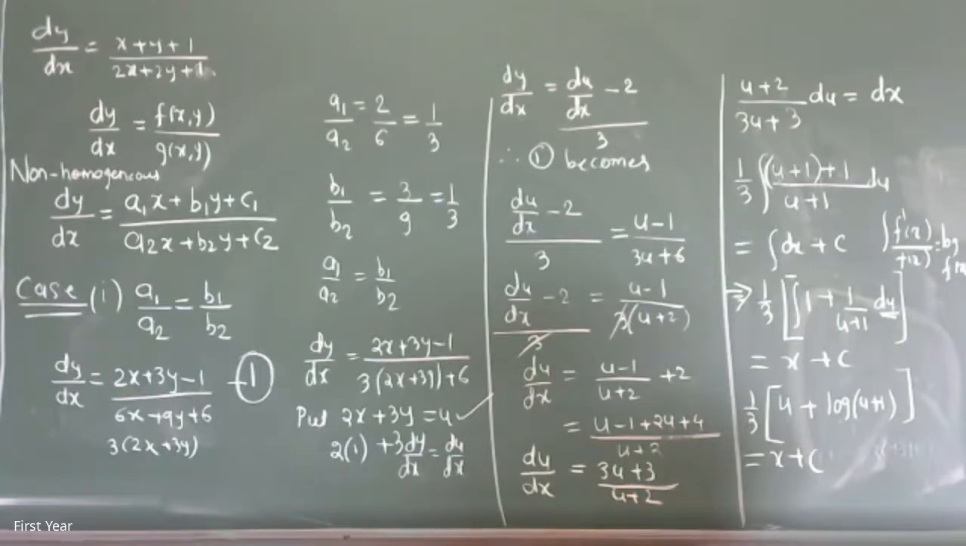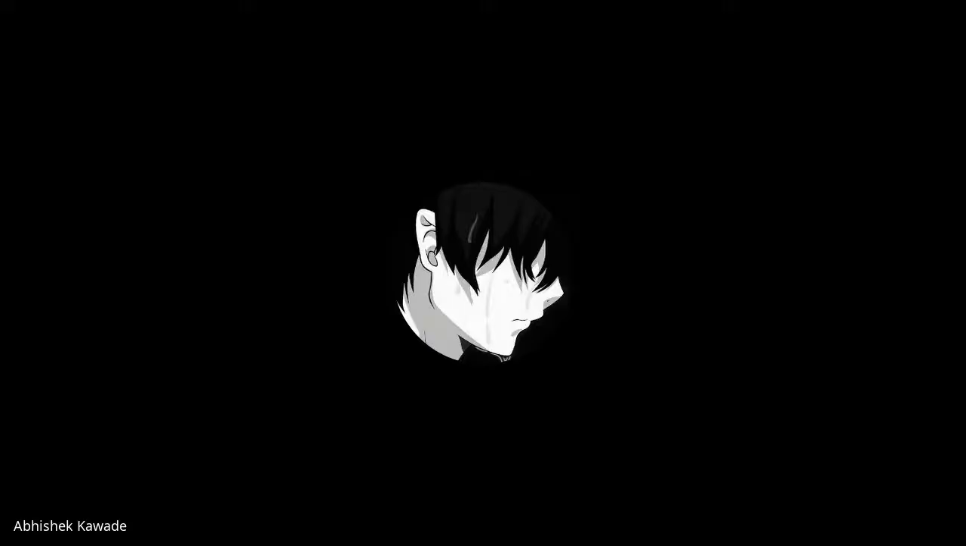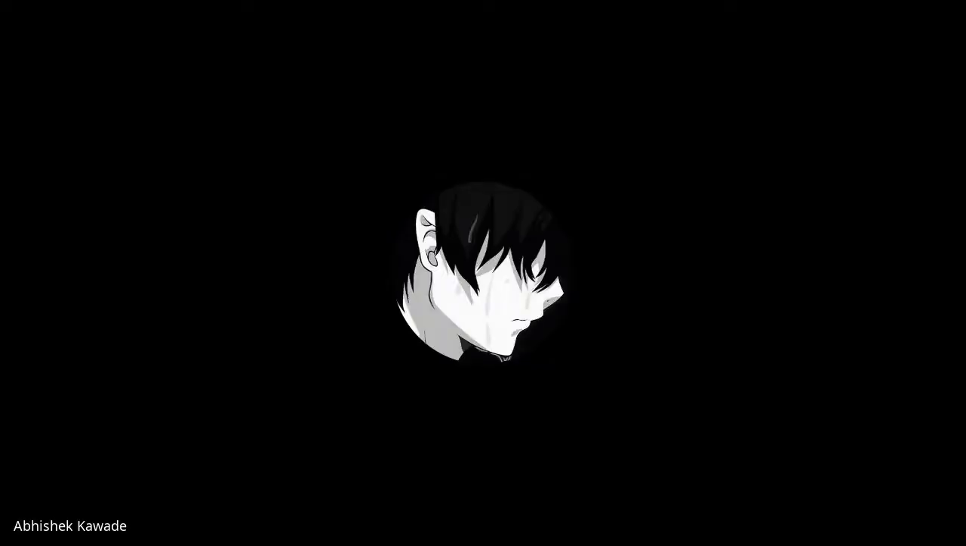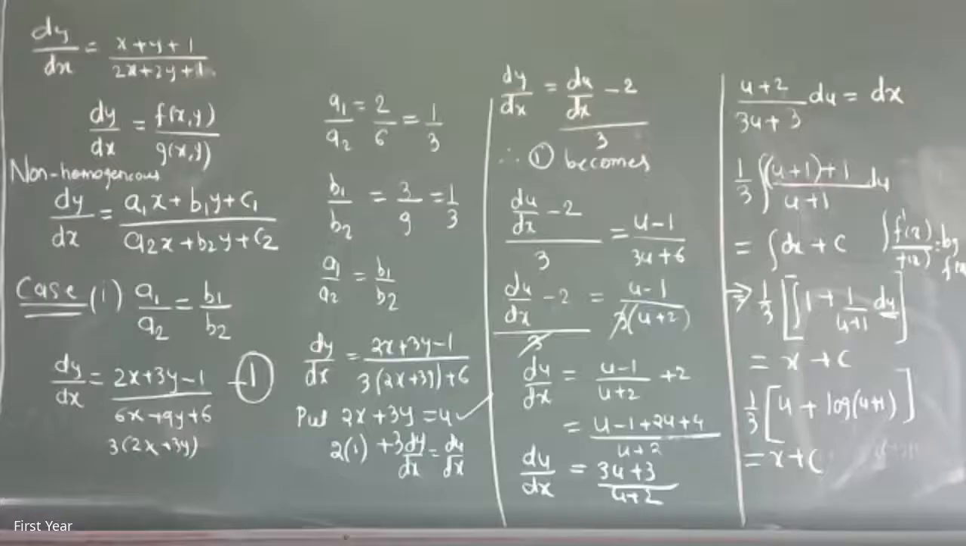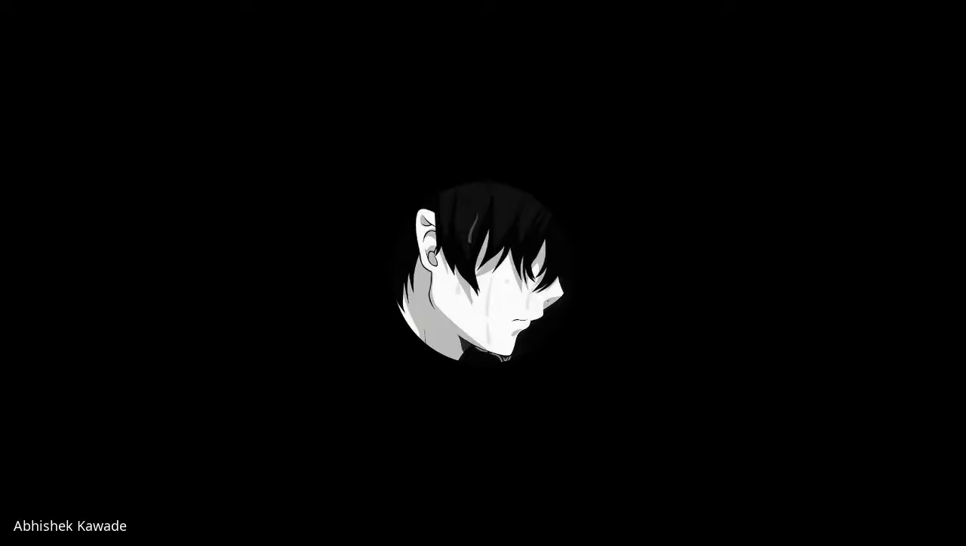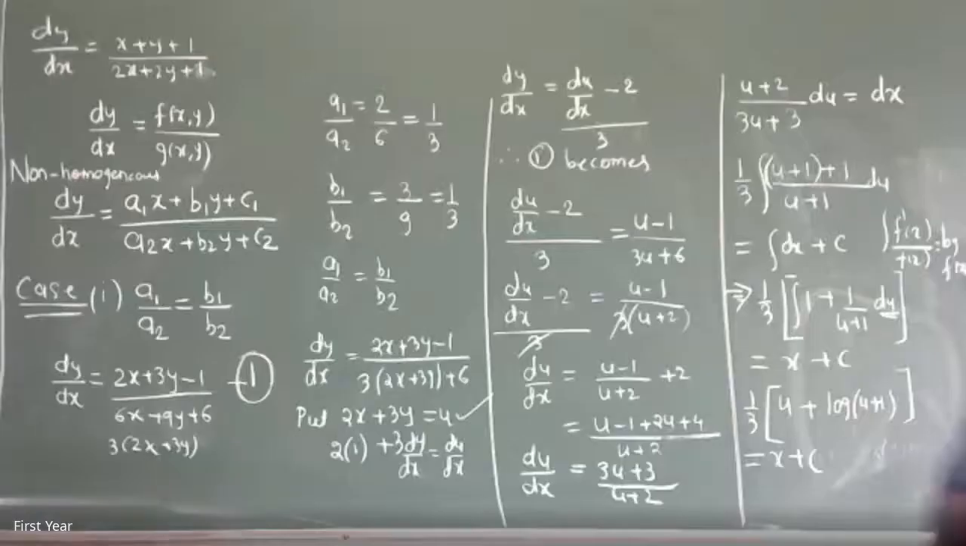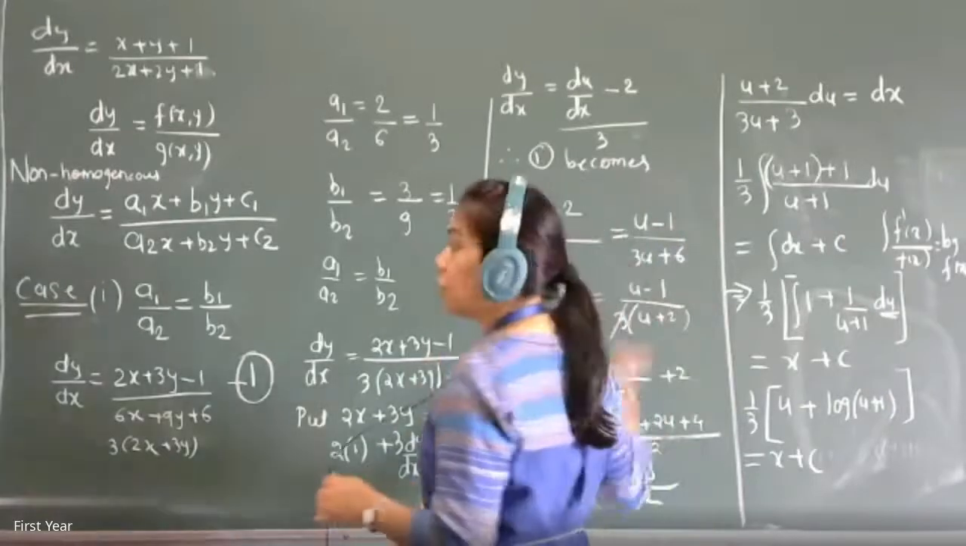The students who I have given the other question, have you completed that? What's the answer you got? 6y minus 3x equals c, minus log of 3x plus 3y plus 2 equal to c. Everybody got this answer? This is the right answer, the correct answer. Yes, ma'am. Okay. So those who have not tried, they were listening to what I was explaining.